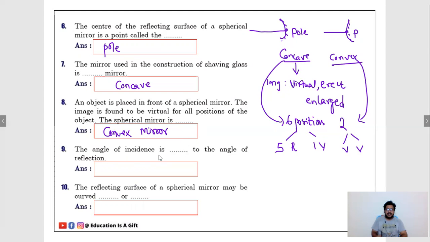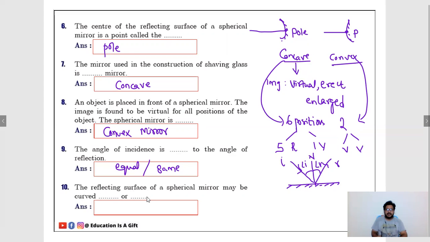The angle of incidence is dash to the angle of reflection. Very direct question. If you take, this is mirror and this is back surface of the mirror, normal ray, incident ray, and this one is reflected ray. And if you go with angle of incidence and angle of reflection, they will be equal, or you can write same.